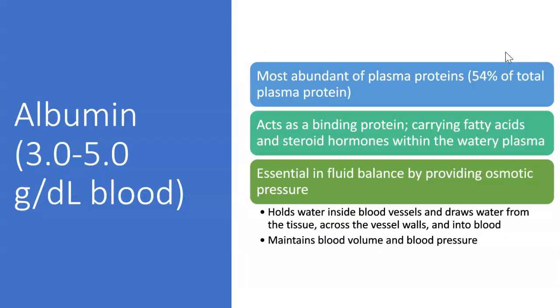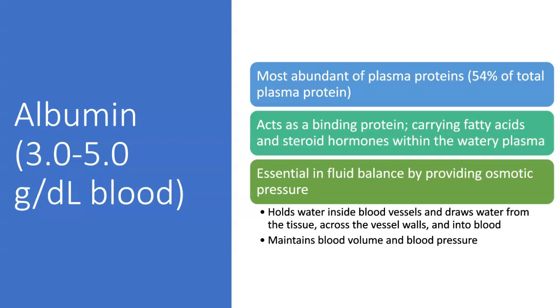Starting with albumin, a normal albumin level is 3.0 to 5.0 grams per deciliter of blood. It is the most abundant of the plasma proteins, making up about 54% of the total plasma protein. So remember that plasma protein is only 7% of the blood, but 54% of that 7% is going to be albumin. It acts as a binding protein, so it carries fatty acids and steroid hormones within the watery plasma.